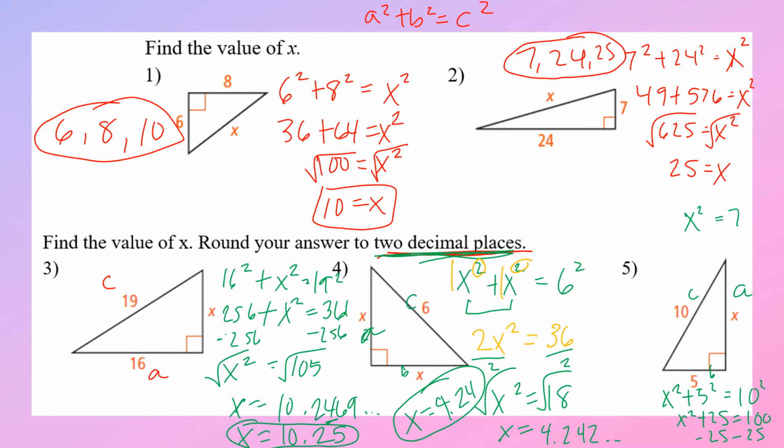X squared equals 75. So again, you'll take the square root of both sides, and it is 8.6602, and it keeps on going. So your answer would be x equals 8.66 when you round to 2 decimal places.